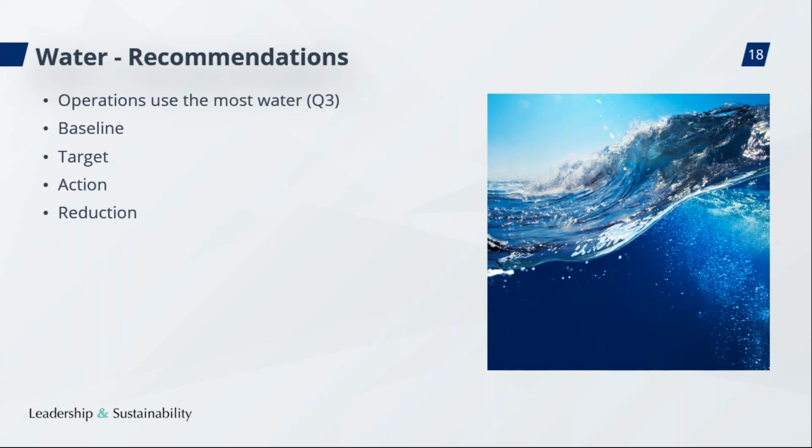Other questions relate to baseline, target, action, and reduction. For baseline, to understand reduction, the starting point is measurement. Setting a baseline allows you to have a clear reference point for water reuse, monitoring, and target setting. Then you need to set a target, like a 3% or 5% reduction. Target setting must cover more than 80% of consumption minimum.